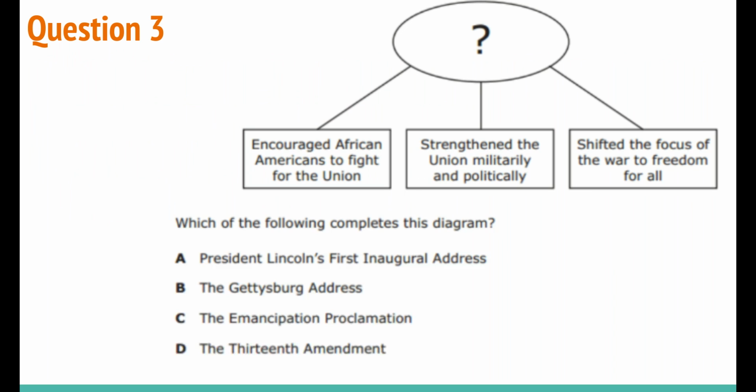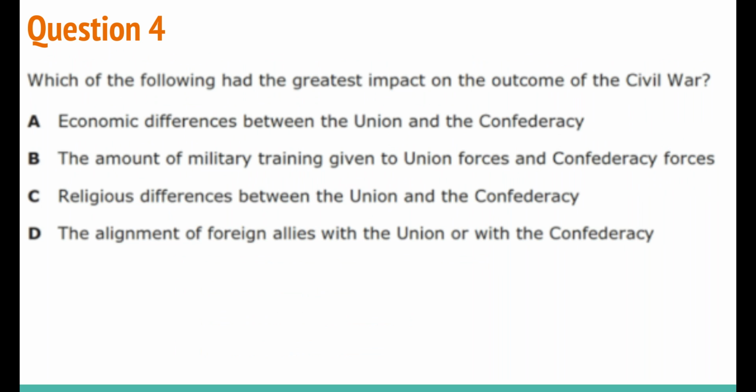All right, and hopefully you found that the answer was C, the Emancipation Proclamation, which freed all the slaves in rebelling states. Question 4, which of the following had the greatest impact on the outcome of the Civil War?